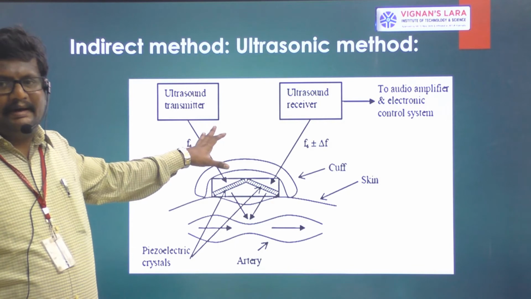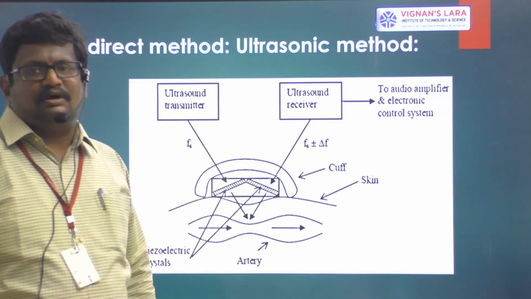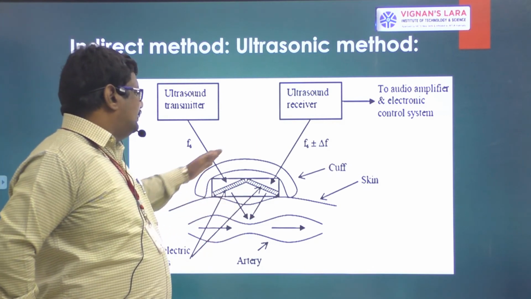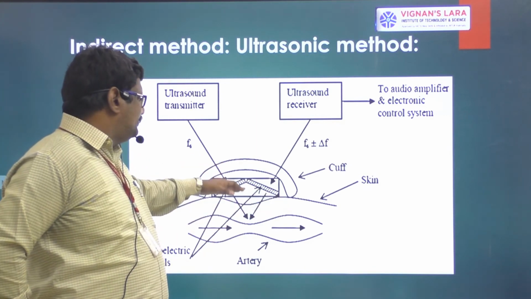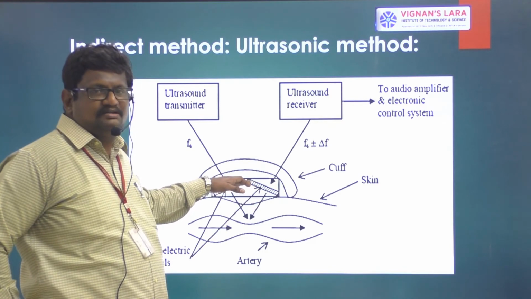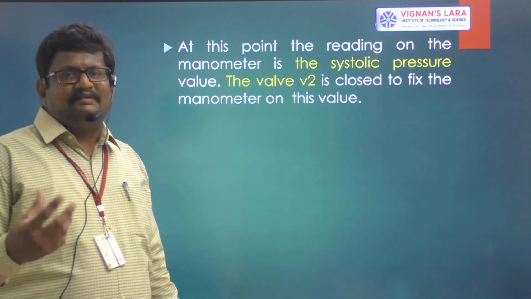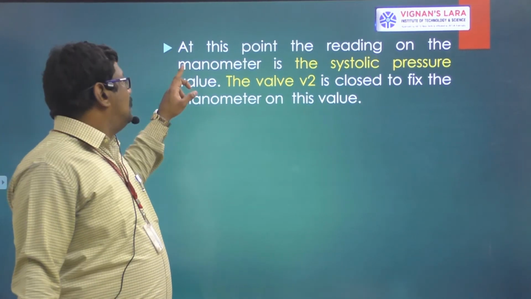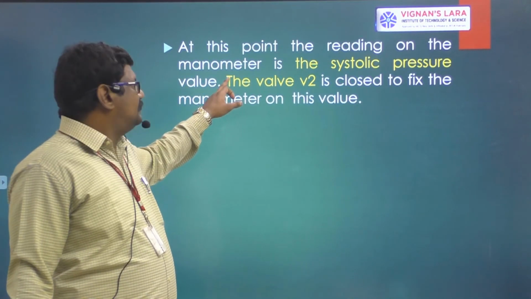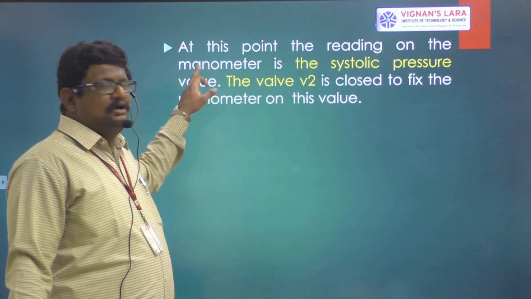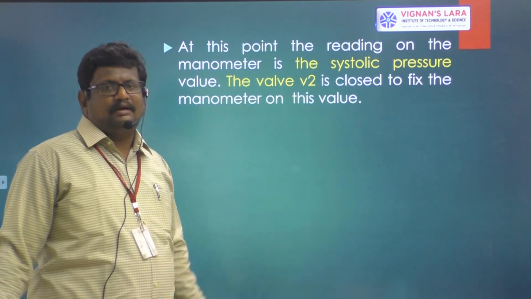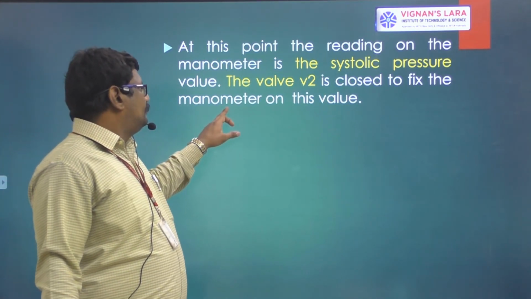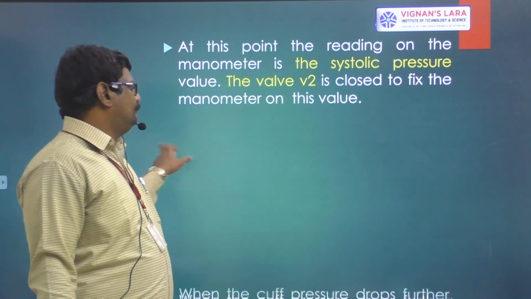Just re-showing the diagram for you to have a connection. This is what we have been discussing. The arm is there and the cuff is there, and in between the arm and cuff is an ultrasound piezoelectric crystal. The cuff is being deflated. At a particular point, the systolic pressure is noted. At this point, the reading on the manometer is the systolic pressure value. The valve V2 is closed; valve V2 corresponds to the systolic pressure, fixing the manometer to this value.